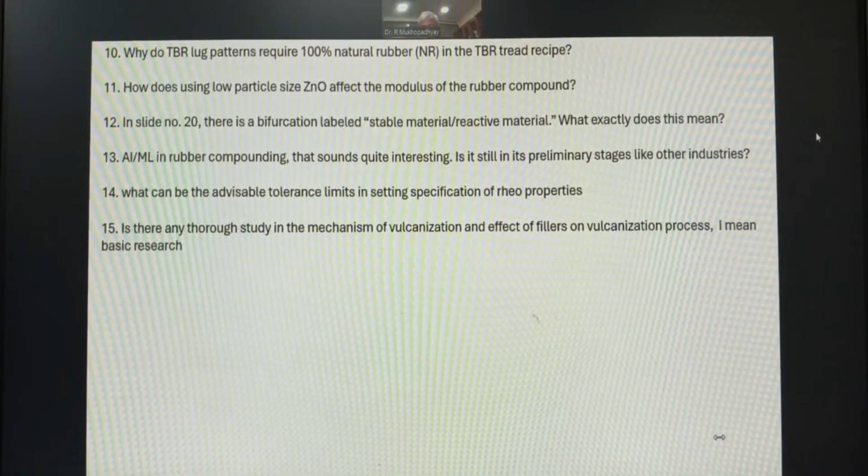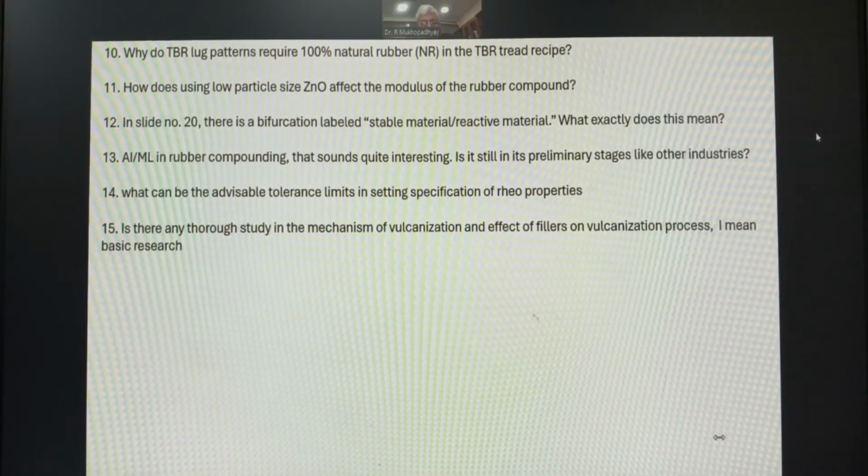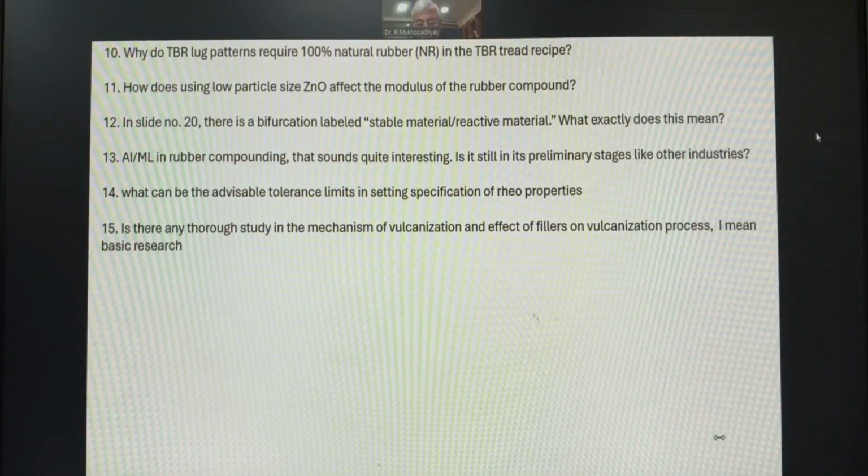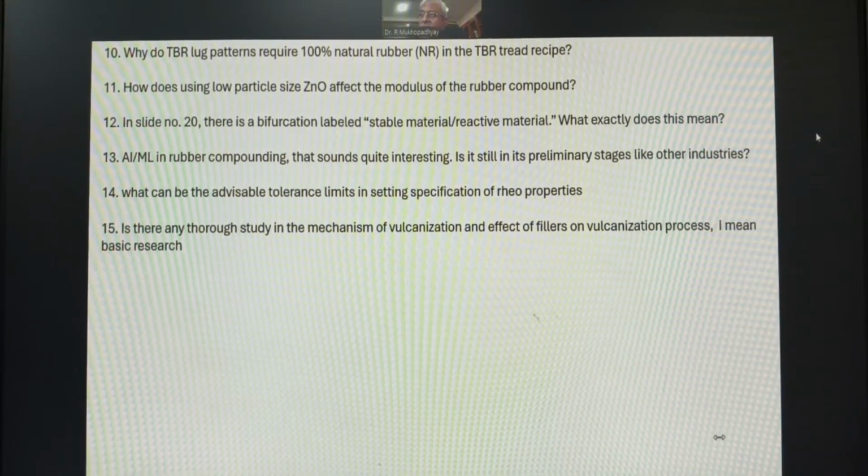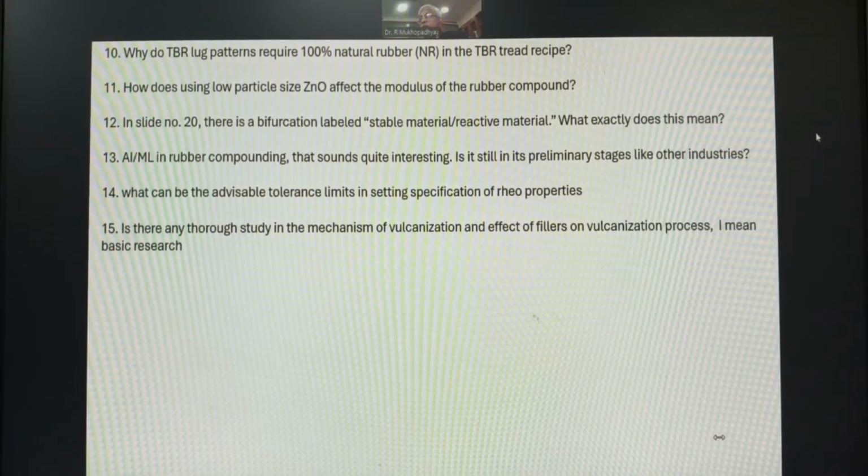Next question is, why do TBR tread patterns require 100% natural rubber? Let me be very clear. Natural rubber has a high molecular weight, especially in the overload region. It has a high load bearing capacity, and that's the reason natural rubber is used predominantly for TBR. SBR is what we use in passenger cars, where high speed abrasion resistance is required.